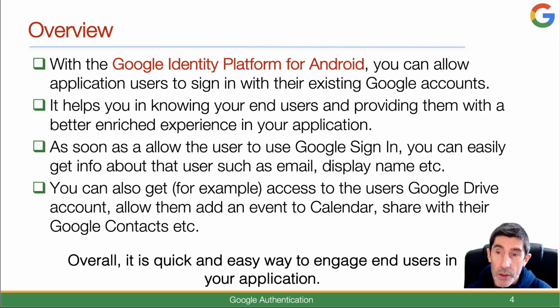You can also get, for example, access to the user's Google Drive account, allowing them to add an event to their calendar, share with their Google contacts, or whatever. So with any of those apps that you're familiar with already, where you were asked to sign in with Google, you get access to all this extra information, which is really nice. And it's all done relatively seamlessly. All you need to know is what properties you want to get at, what scopes you want to request, and we look at those in some of the code snippets.